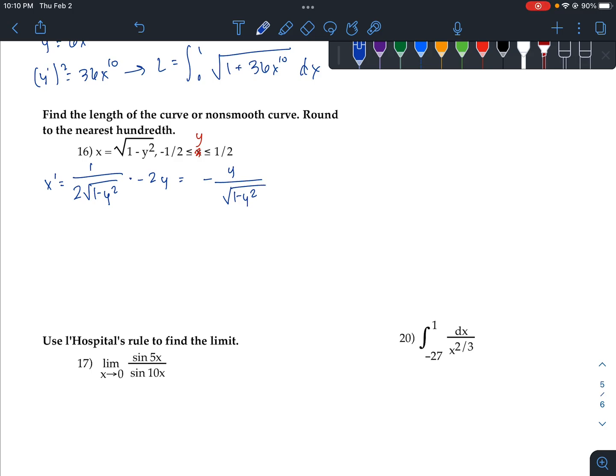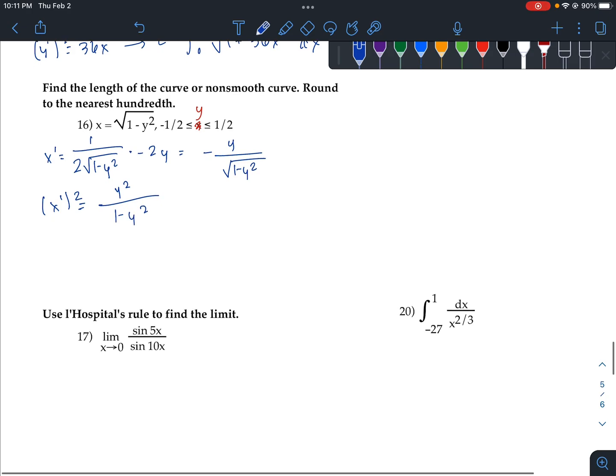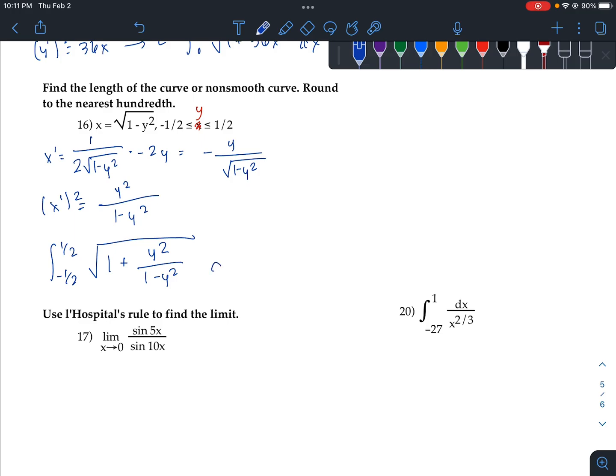Now we are going to square that, so x prime squared is going to be, if we square it, the negative is going to go away. That's going to become y squared, and then this is just going to become 1 minus y squared. So then I'm taking the integral from negative 1/2 to 1/2 of the square root of 1 plus y squared divided by 1 minus y squared dy.